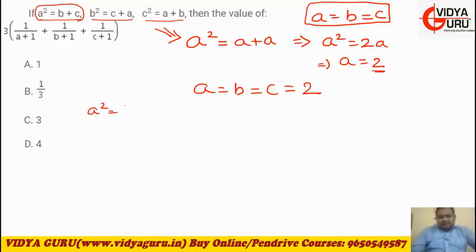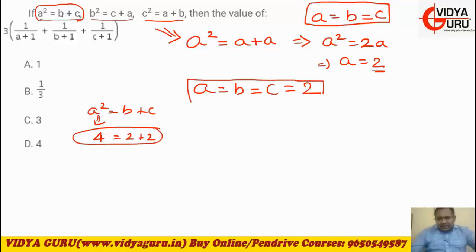So a square is equal to b plus c. If you put a is equal to 2, b is equal to 2, c is equal to 2, the values will fit perfectly. 2 square is equal to 4. 4 is equal to 2 plus 2, you can see. So fine, this is what we have concluded. So based on this conclusion, you have to find the value of this expression. So what is this expression?